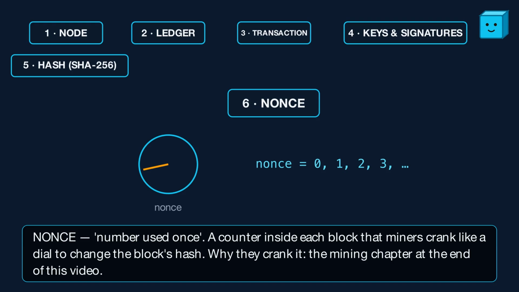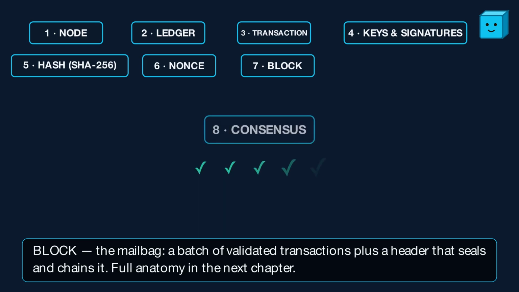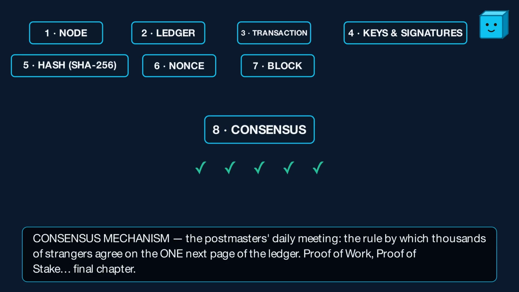Nonce, number used once. A counter inside each block that miners crank like a dial to change the block's hash. Why they crank it? The mining chapter at the end of this video. Block. The mailbag. A batch of validated transactions plus a header that seals and chains it. Full anatomy in the next chapter. Consensus mechanism. The postmaster's daily meeting. The rule by which thousands of strangers agree on the one next page of the ledger. Proof of work. Proof of stake. Final chapter.